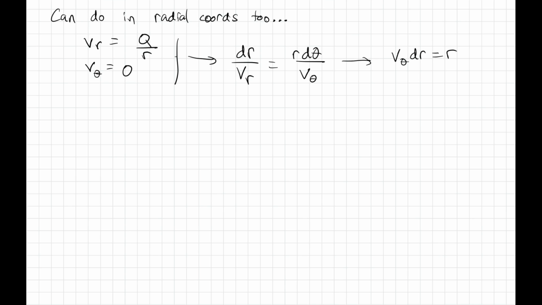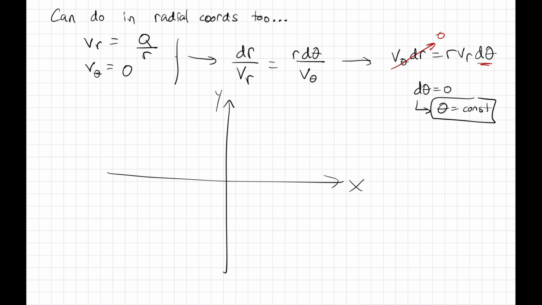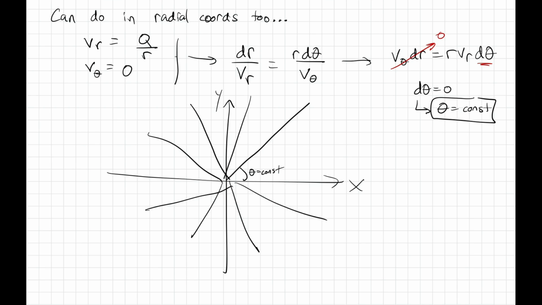And after you do that, you can see that d theta is equal to 0, meaning that if I were to do any integration, I would get theta equals a constant that depends on the initial value of theta. So you'll find theta equals a constant. Well, what is that? Theta equals a constant is just the description of a line that radiates out from the center in a straight line. So that's exactly the same solution that we got when we were in Cartesian coordinates.